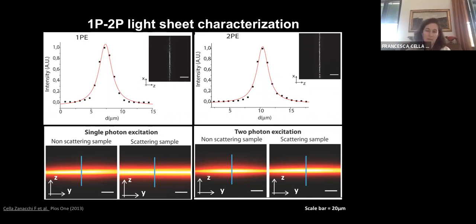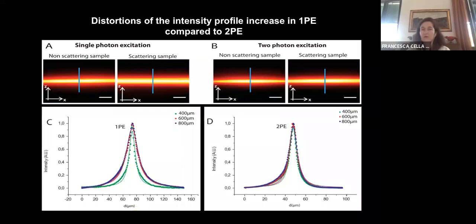Then we will see why I'm characterizing the light sheet thickness, but the point is that our light sheet, if we are using single photon excitation in a scattering sample, when we are going deeper, what's happening is that the light sheet, due to scattering, is getting larger and larger. So the deeper you are traveling into the sample, the larger the light sheet will be.